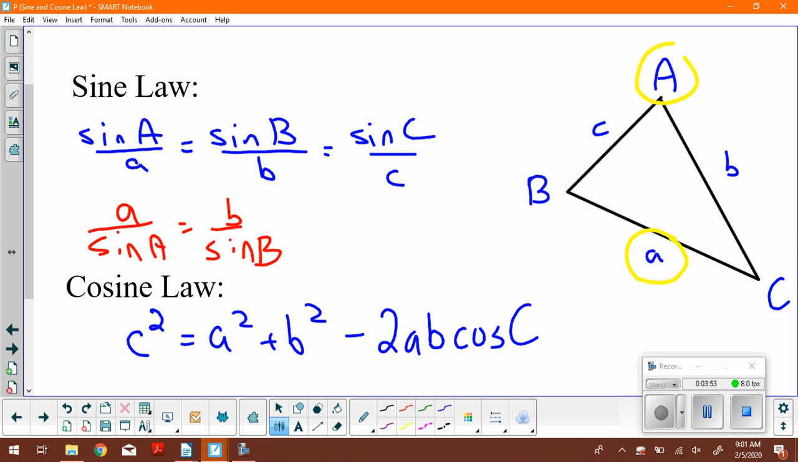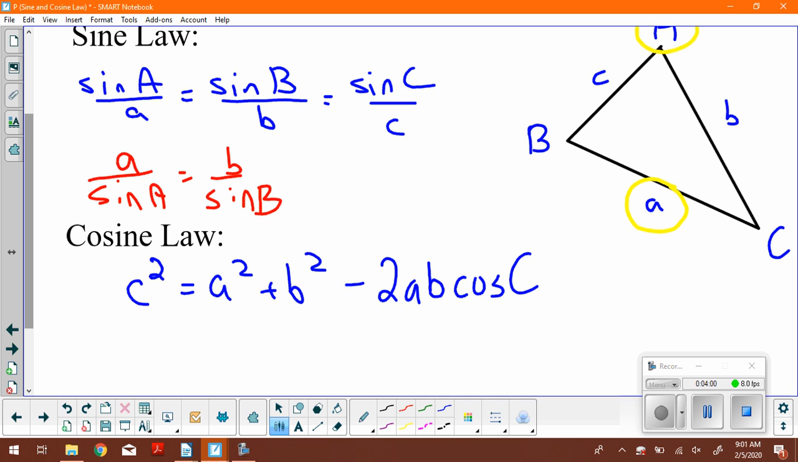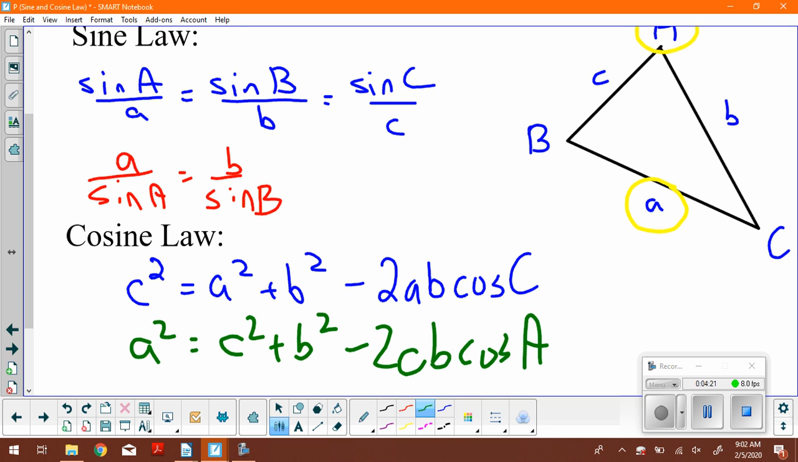For cosine law, it looks a little bit like the Pythagorean theorem. It's c squared equals a squared plus b squared minus 2ab cosine of C. Again, you can rewrite that depending on what you're looking for. If you're looking for a, then we just swap the positions. It'd be a squared equals c squared plus b squared minus 2cb cosine of A. The key thing is that this side here and this angle have to match, and the other 2 sides slot into the other 2 positions. So cosine law is more useful when you have all 3 sides and you want an angle, or if you know 2 sides and the angle in between them, which means you can't use sine law.